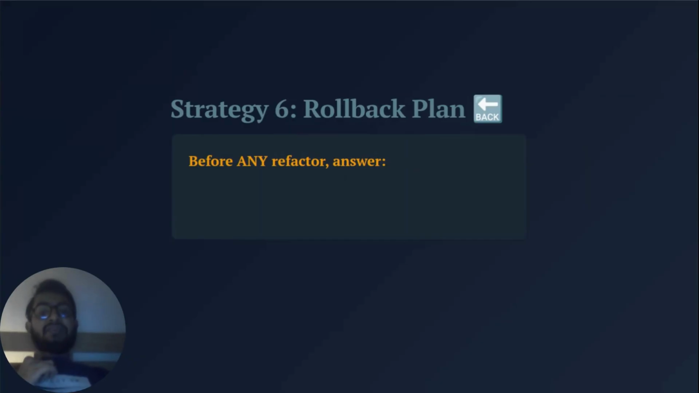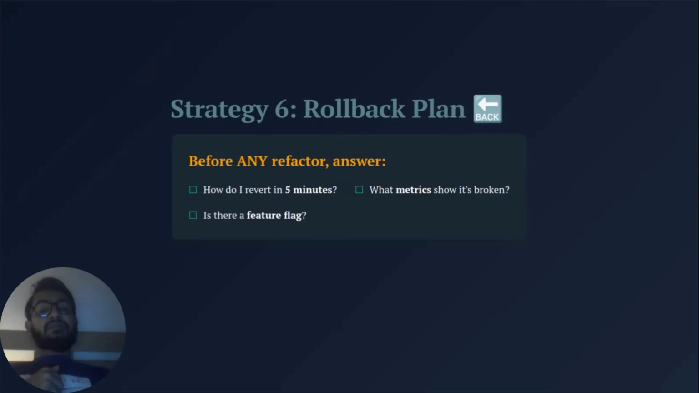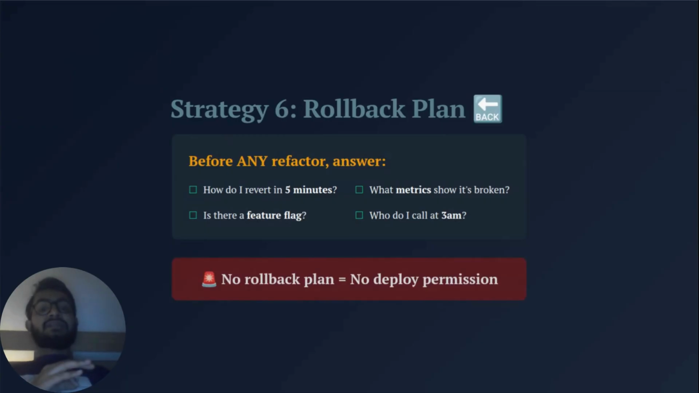So before any refactor, you need to answer the following questions. How do I revert in 5 minutes? 5 minutes is, I think, considerable if something happens. Also, what metrics show it's broken? That's also something you need to think about. And is there a feature flag? And who do I call at 3 a.m.? It's about timing, so you need to consider all those four aspects before deploying your changes.